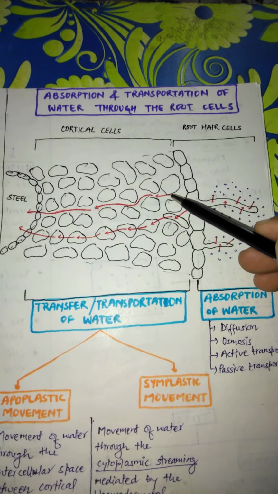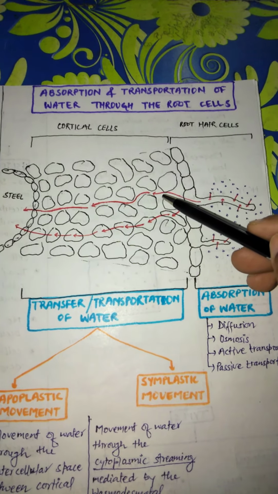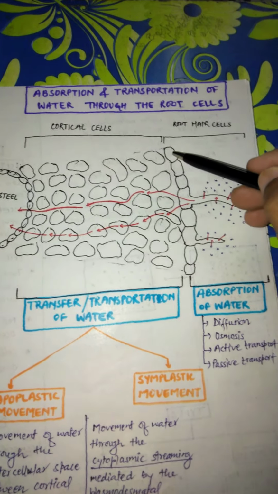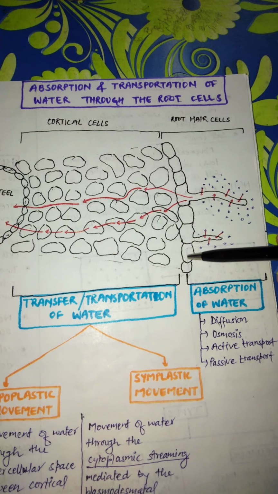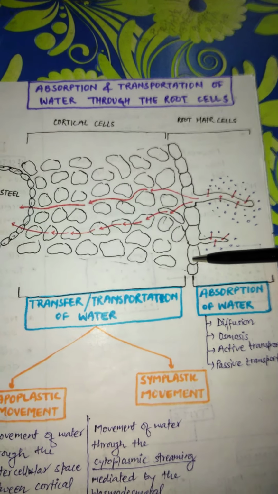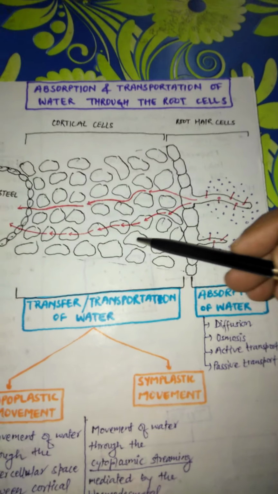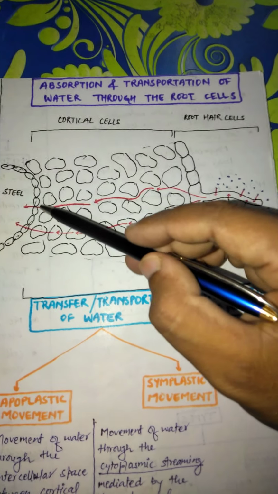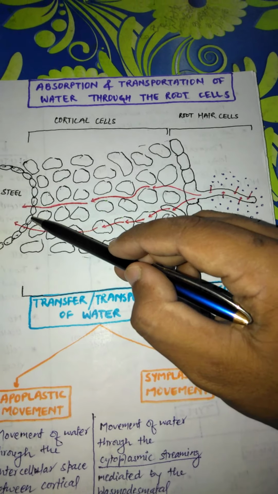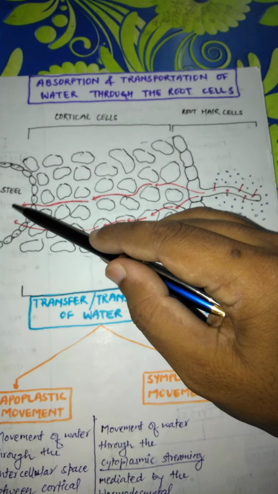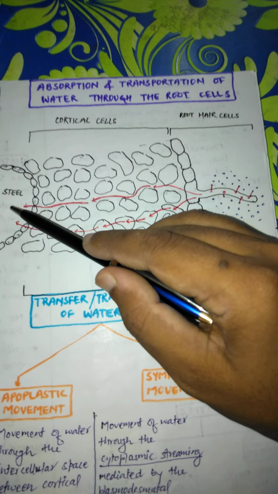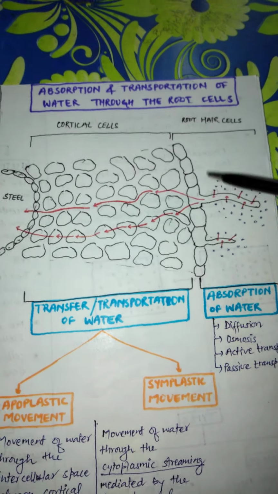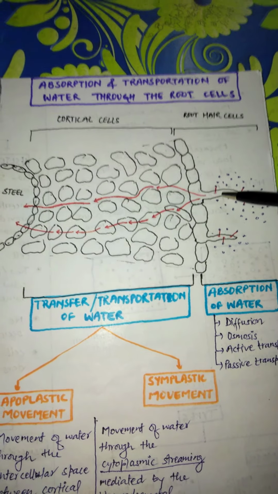When we cut the cross section or transverse section of a root, we find these kinds of structures. On the outer side, these cells are known as epidermal root hair cells, and the middle cells are known as cortex or cortical cells. After that comes a layer known as the endodermis, and the central portion is the stele, which consists of conducting tissue like xylem and phloem. Here we study only the absorption and transportation of water.